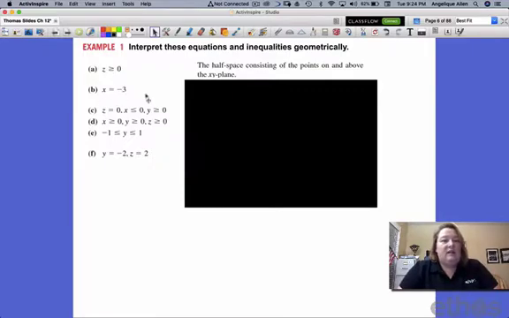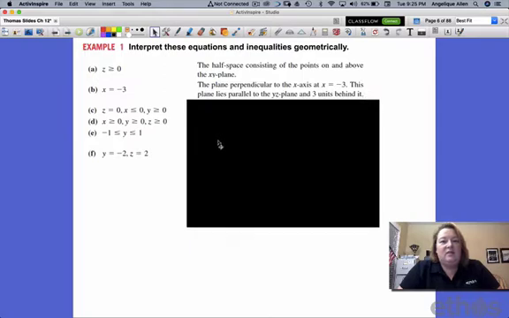So let's think about x equals -3. Well, we've seen planes. I want you to decide which direction x equals -3 goes. It goes through x equals -3, so it would be going up and down. So you kind of have to think about these. So this is the plane perpendicular to the x-axis. At x equals -3, it's parallel to the YZ plane and 3 units behind it. That's a very thorough description.